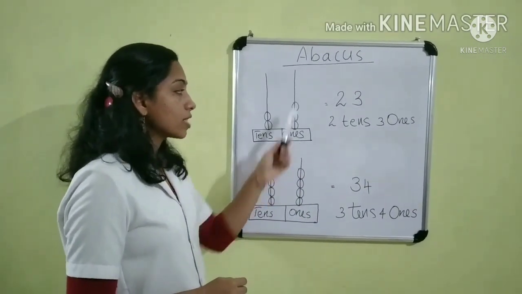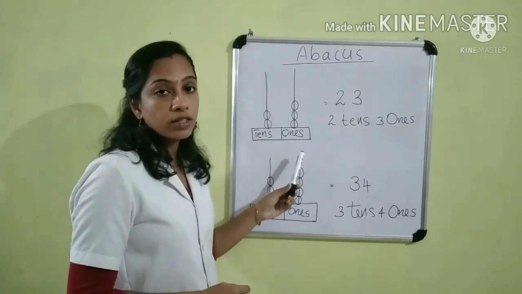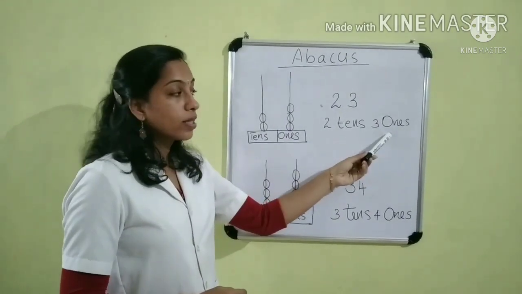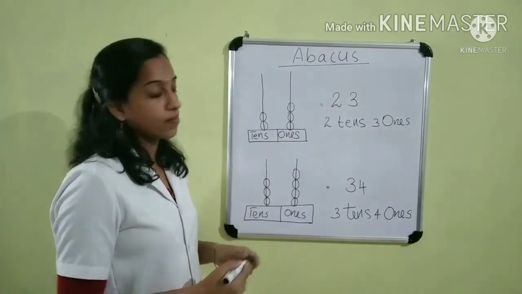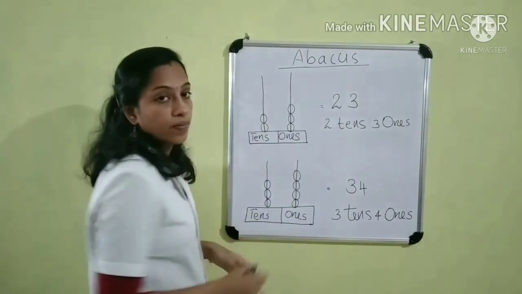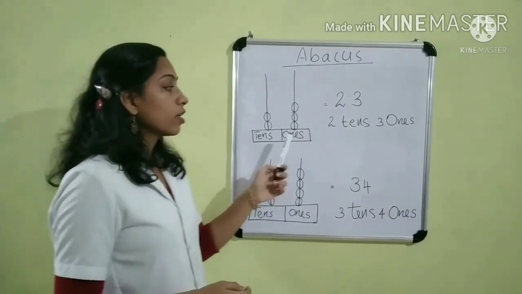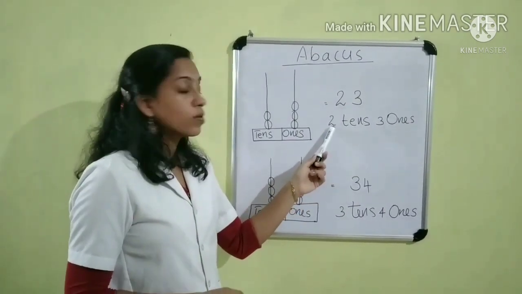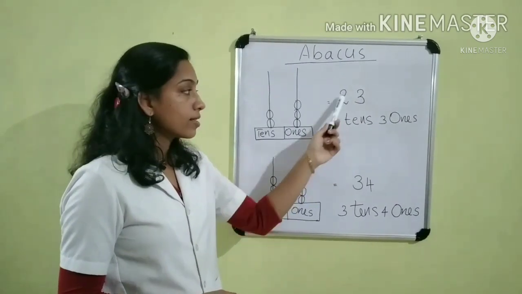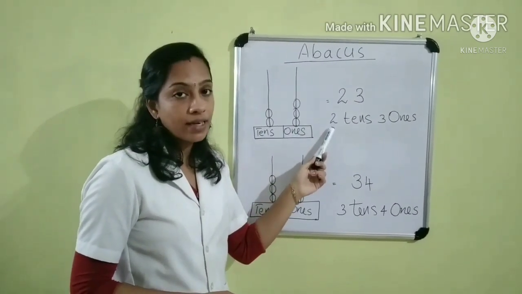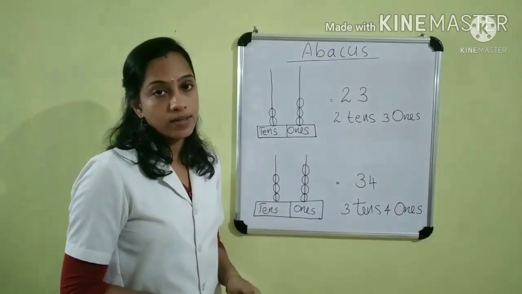So in the ones spike, you can draw 3 small circles like this. In the tens spike, you can draw 2 small circles because this number contains 2 tens and 3 ones.